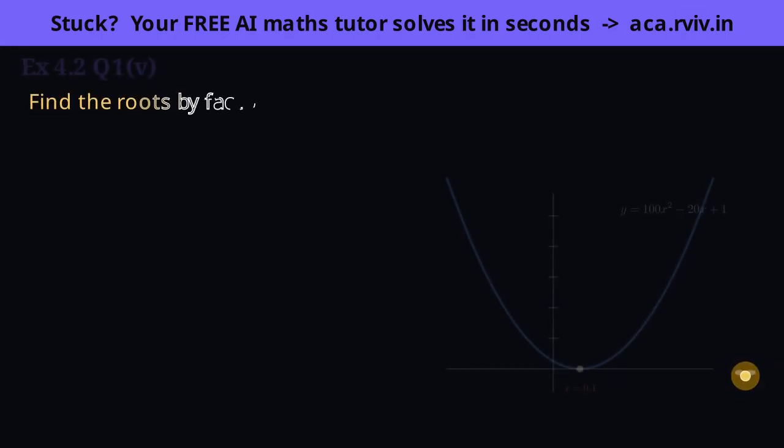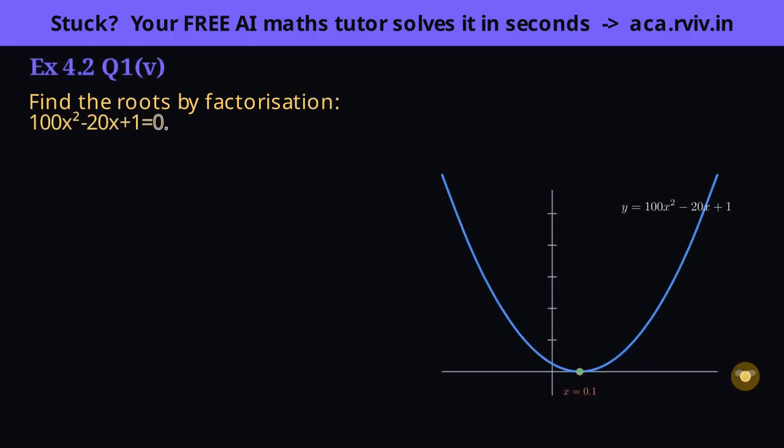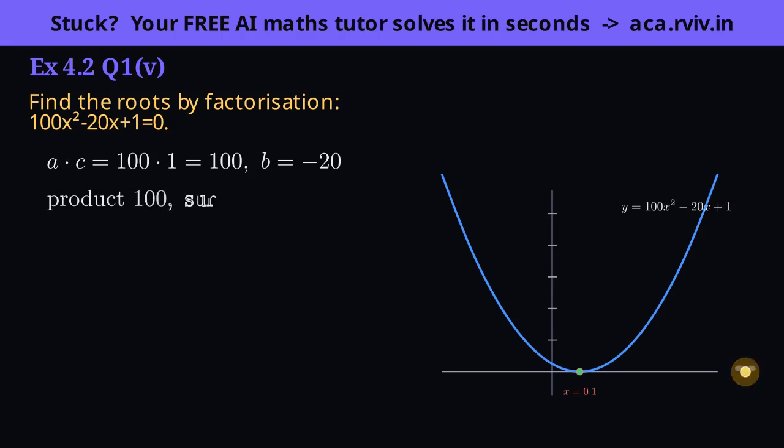Big coefficients, but the same product and sum split. Don't be put off by the big 100. Large coefficients obey the same rule. Compute A point C is 100 times 1, which is 100, and B is minus 20. We need product 100 and sum minus 20. Positive product, negative sum, so both numbers are negative. Minus 10 and minus 10 fit, they multiply to 100 and add to minus 20. Equal again, another repeated root incoming.